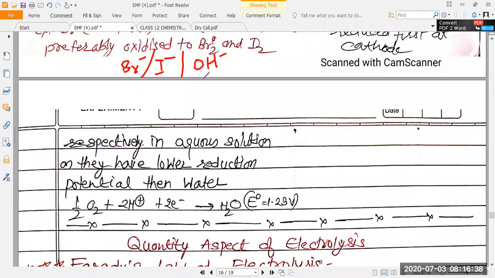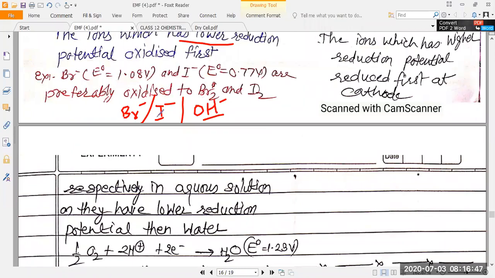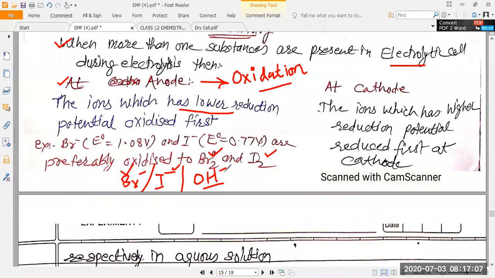Out of the three, OH ions have higher reduction potential, sorry. Out of the three, bromide and iodide have less reduction potential and more oxidation potential. So bromide and iodide will oxidize as bromine gas and iodine gas, and OH remains in the solution only. At cathode, the ions which have higher reduction potential reduce first at cathode.